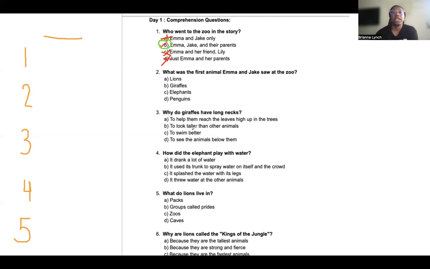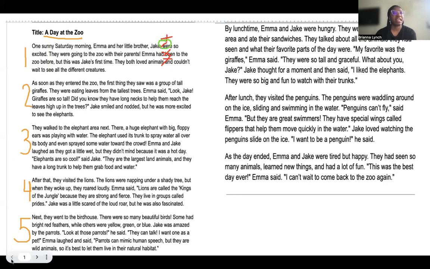The next question says, what was the first animal Emma and Jake saw at the zoo? So we have to think about it. What was the first animal they saw? Was it the lions? Was it the giraffes? Was it the elephants or penguins? Again, if we're talking about that first animal, we're still probably fairly at the beginning of the story, right?